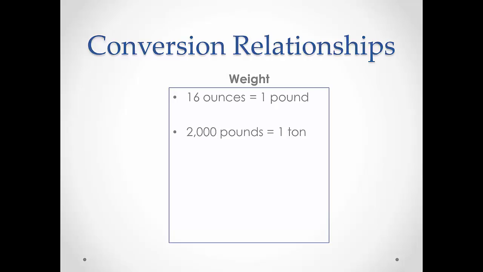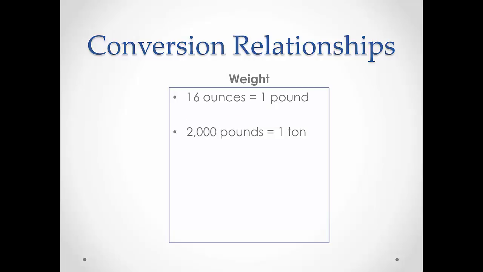Let's look at the last system of measurement in the customary system, and that's weight. Weight's probably the easiest one because I'm only giving you 2 conversions to worry about. The first is 16 ounces equals 1 pound, and 2,000 pounds equals 1 ton. Again, if you wanted to multiply down the left-hand side to find out how many ounces are in a ton, you could take 16 times 2,000, and that would tell you how many ounces are in 1 ton.